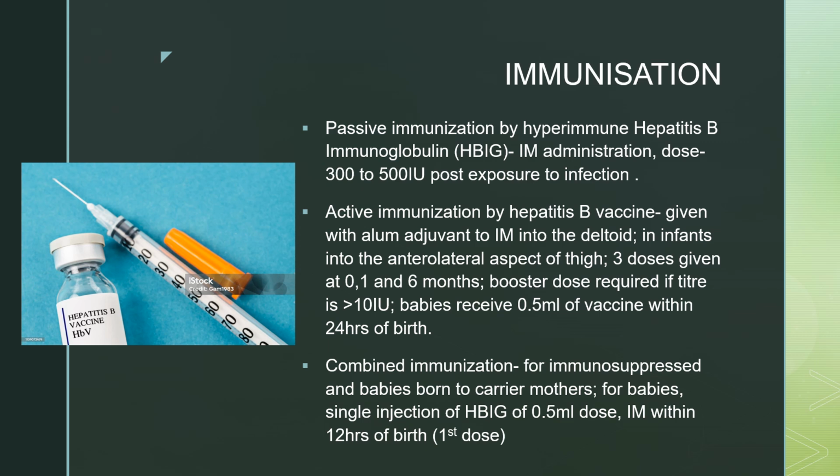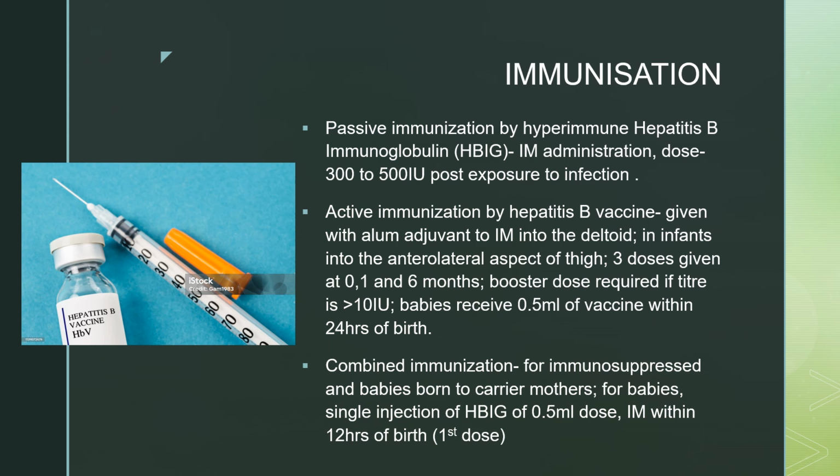The active immunization is by the hepatitis B vaccine. This is given with alum as adjuvant, intramuscularly into the deltoid. In infants, we give it in the anterolateral aspect of the thigh. Three doses are given, at 0, 1, and 6 months. The booster dose is required only if the titer is less than 10 international units, and babies are supposed to receive 0.5 ml of the vaccine within 24 hours of birth.